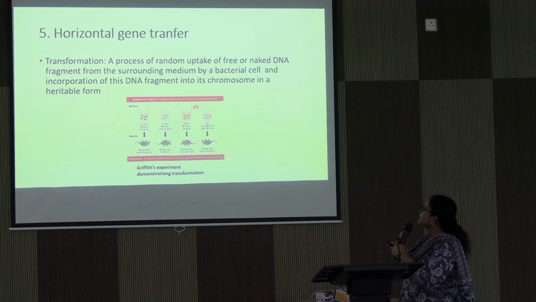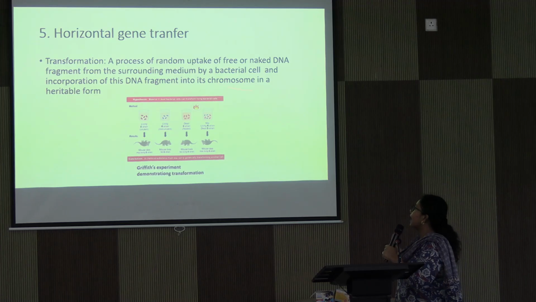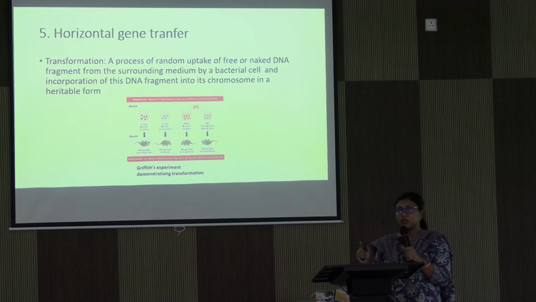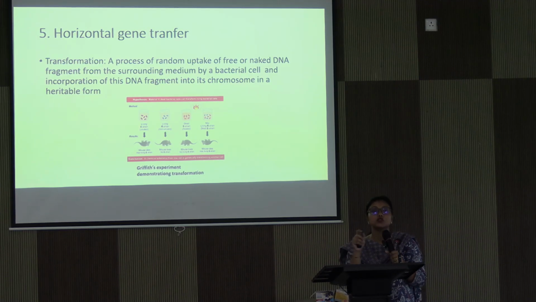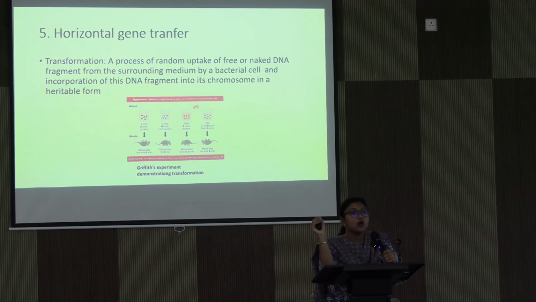So transformation, it is a random uptake of free or naked DNA fragment from the surrounding media by a bacteria and incorporation of this DNA fragment into its chromosome in a heritable form. So এটার মানে কি হচ্ছে that, for example, there are two bacteria, one dies, so the genetic material from that dead bacteria are there in the surrounding, so this living bacteria is uptaking this naked DNA fragment and it is incorporating these uptaken DNA fragment into its own chromosome. Okay, this is very easily explained.